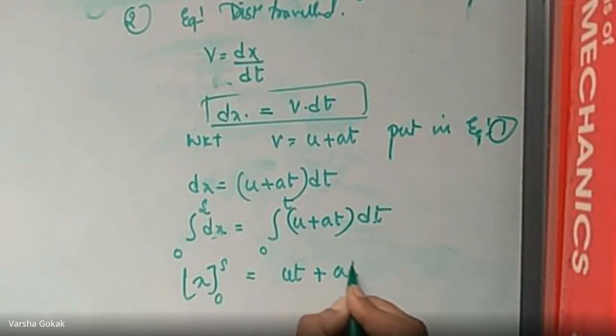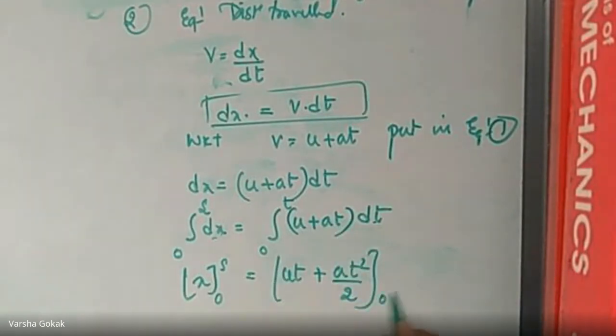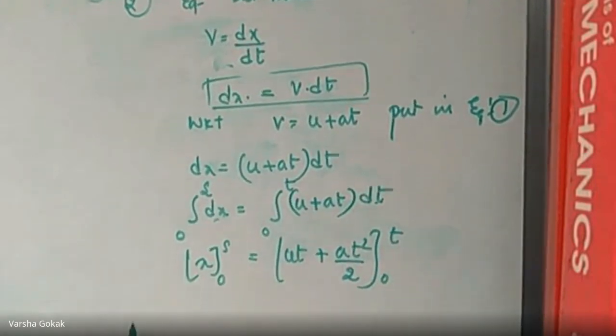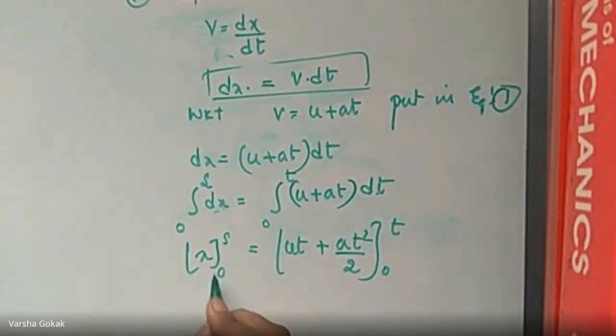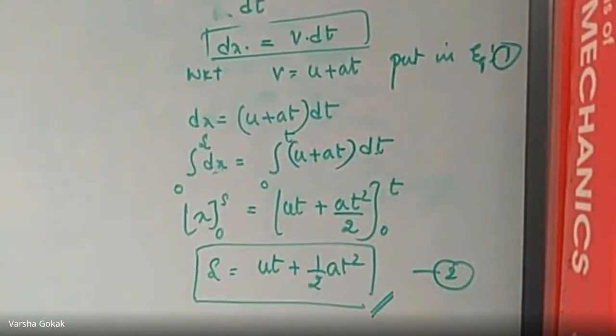So t square by 2, with 0 to t as your limits. When I apply the limits 0 and s, s will be there over here, and this becomes ut plus half at square. So we get the second equation of motion, that is s equal to ut plus half at square. From where?